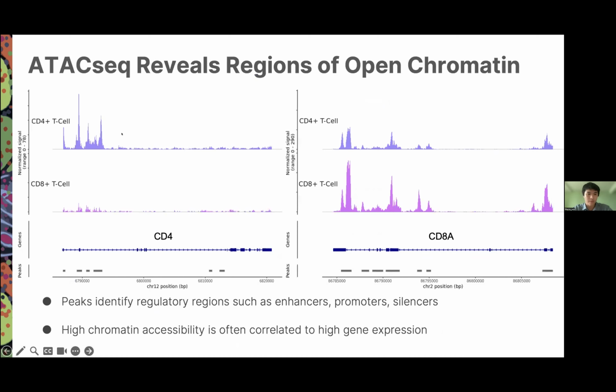For example, in our CD4 T cells, the peaks for the CD4 gene are much higher than for the CD8 T cells, which makes sense because CD4 T cells express more CD4, and the vice versa is true for CD8A, for the CD8A gene.